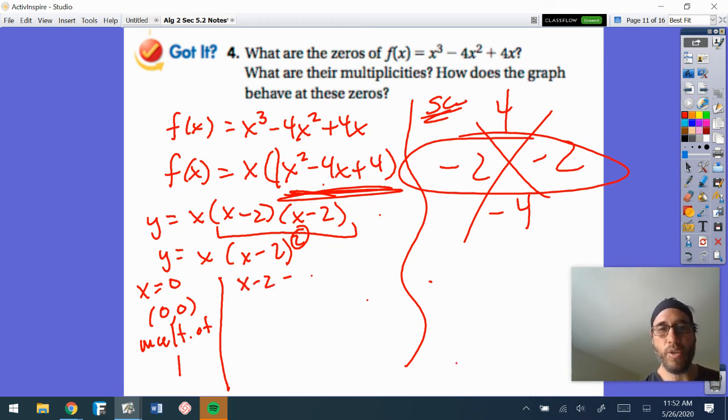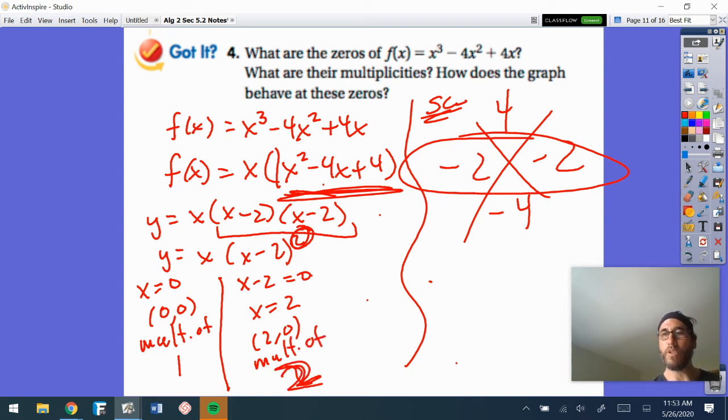This is x minus 2 equals 0. X equals 2. That means you get 2, 0. That was a multiplicity of an even number. Multiplicity of 2. And what does it mean if it has a multiplicity of 2? It bounces, right? What would this graph look like?